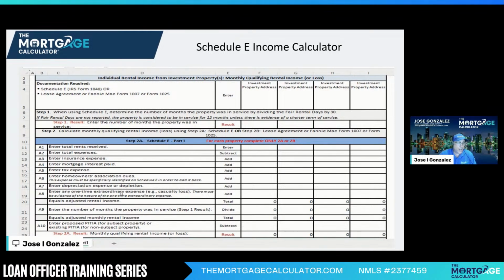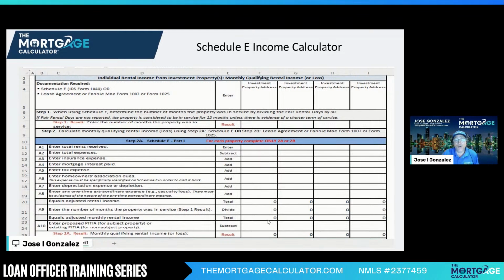Now we're talking one-time extraordinary expense, casualty losses, right? Like a fire, this, that. Here's where we're talking about the roof replacement, which could be considered a one-time extraordinary expense. You'd have to really document that well, but that is a possibility. Then here is our adjusted rental income after the minuses and pluses. Adjusted rental income divided by the number of months the property was in service gives us our total monthly income.